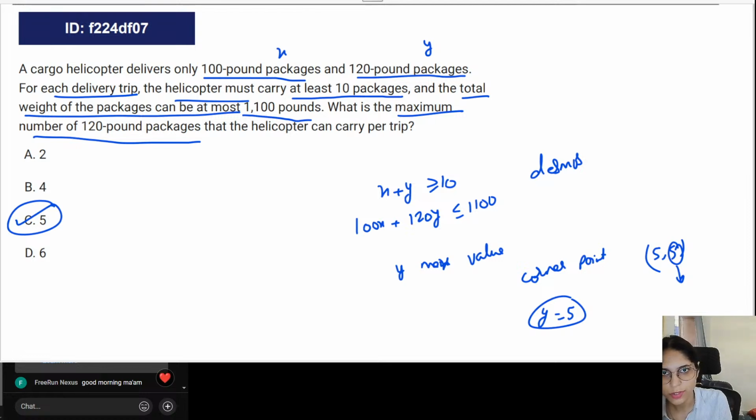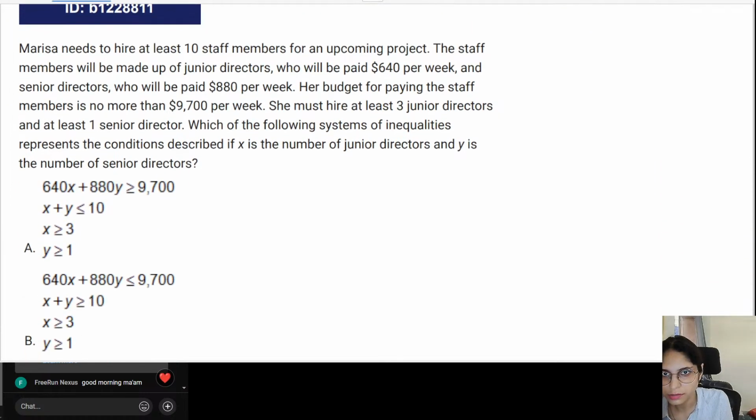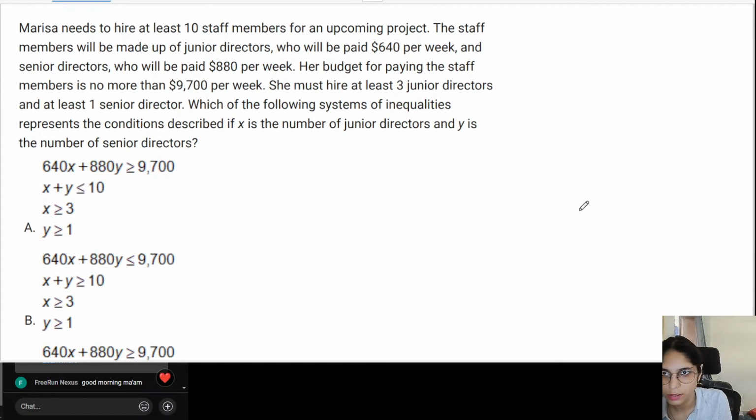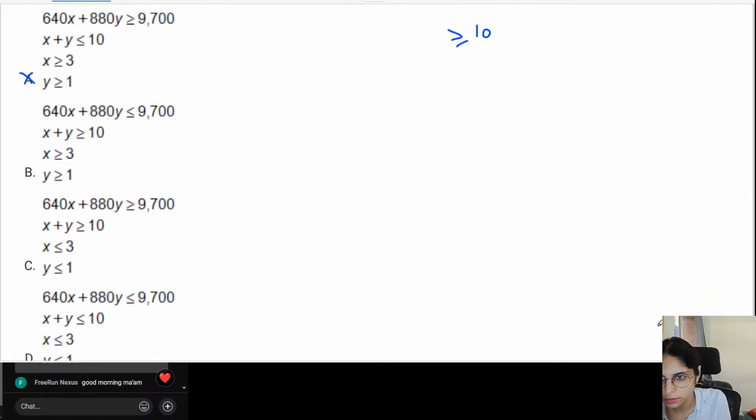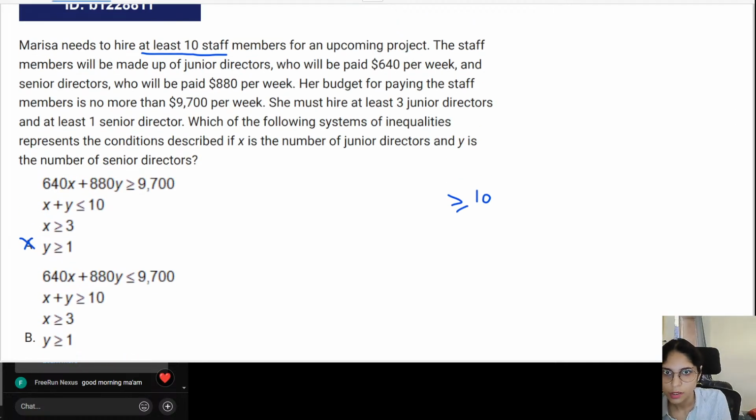Next medium problem is question number 4. So Marisa needs to hire at least 10 staff members. So that has to be greater than or equal to 10. Something is greater than or equal to 10. This is not going to work. This might work, this might work, and this is not going to work. So we are only left with option B and option C. Okay.